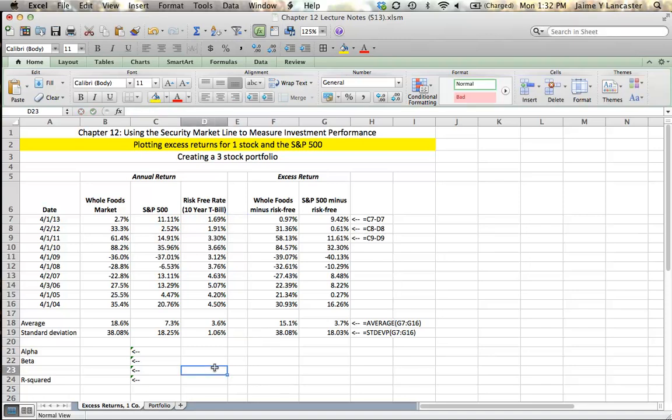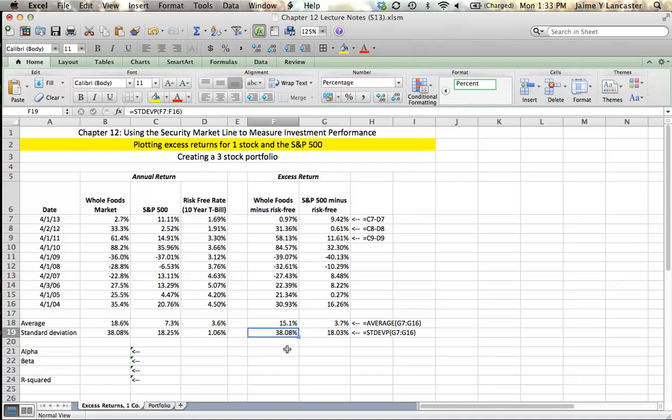Okay, so we can see that our average excess return for Whole Foods Market was 15.1%. But in order to get that, we would have had to have a standard deviation of 38.08%. That represents quite a bit of variability. The S&P 500, over that 10-year period, had a 3.7% return, with much less variability. So what we want to ask ourselves is, is getting this extra return from Whole Foods commensurate with that extra variability?